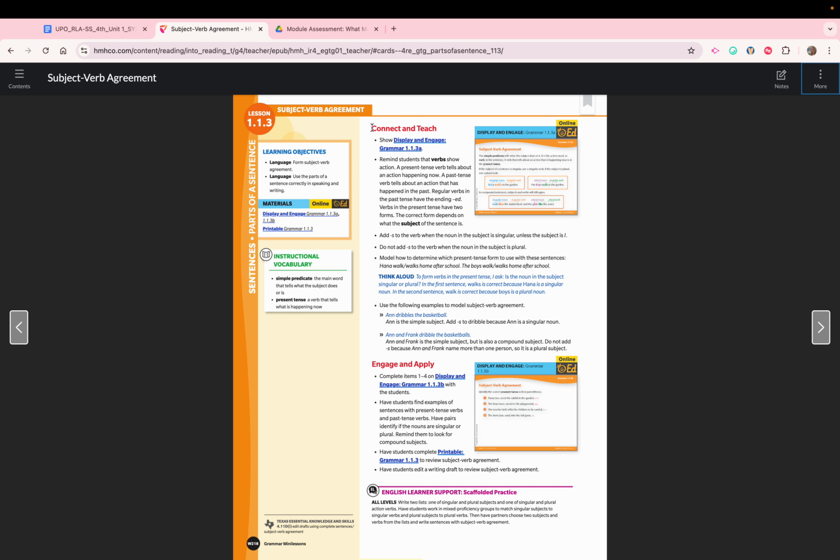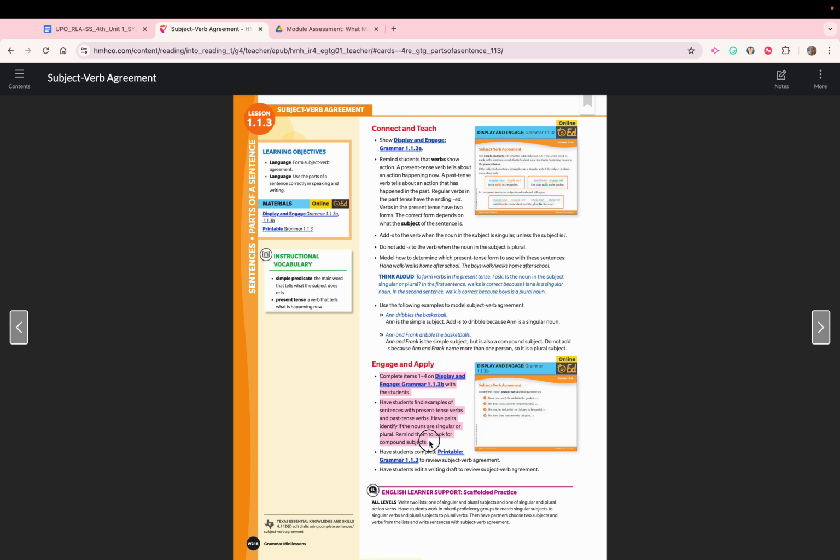And just like the writing, I noticed that these red titles kind of guide the lesson. So I'm going to connect and teach, and then engage and apply. Now, remember, HMH is going to give you a ton of stuff here. But as I look through the lesson, this is all scripted out. And then I notice right here, that is the exact same language that was on the formative assessment.